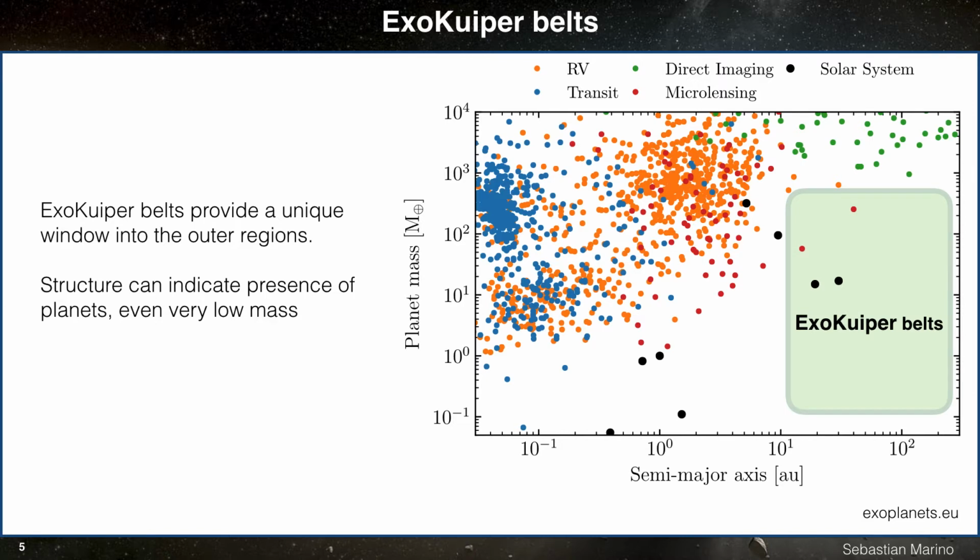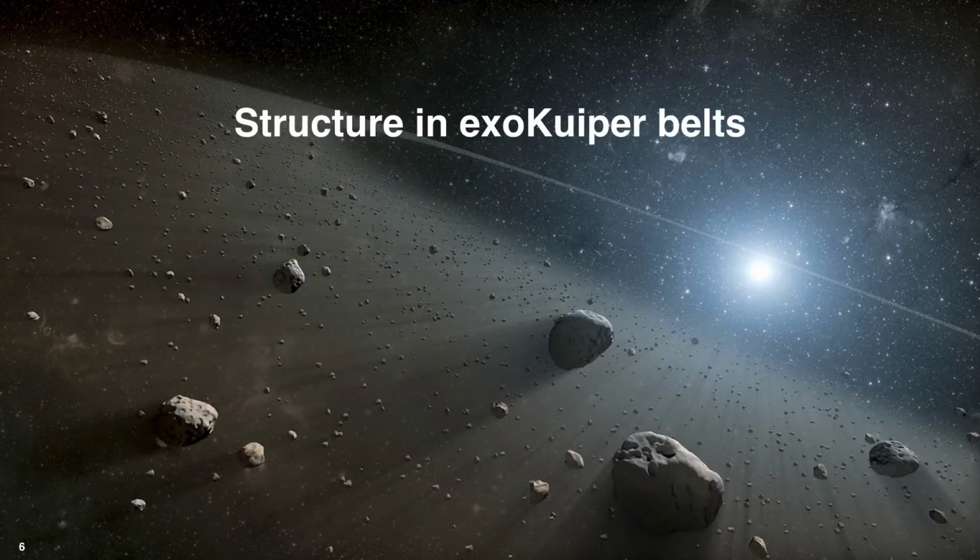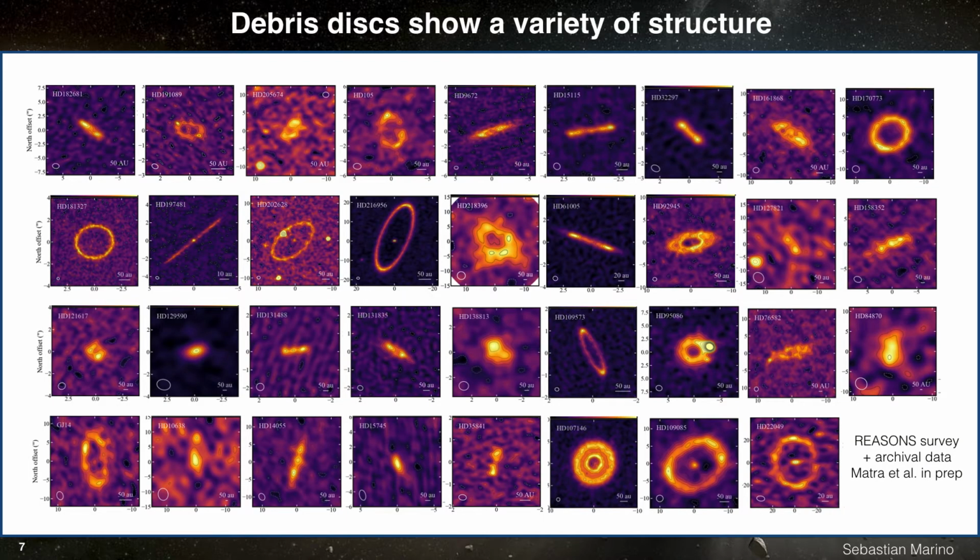The structure of these belts is actually very sensitive even to low-mass planets. So what have we learned so far about the structure of those belts? Thanks to ALMA, we have been able to image more than 60 exoKuiper belts. This is a gallery of many of those disks, some of which form part of a big survey called REASONS that is being led by Luca Matrà. It really shows the diversity of structures that we find, with some very narrow rings, with some very wide disks, some of them eccentric or asymmetric.